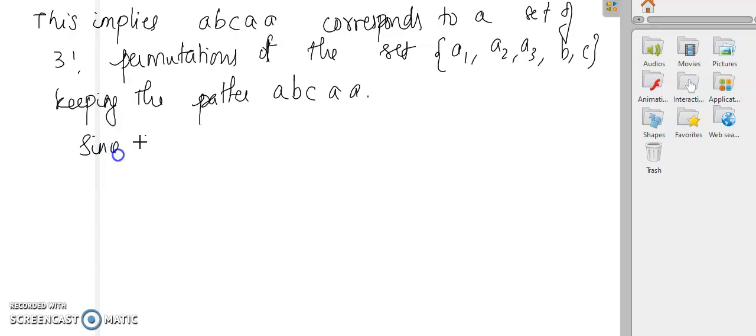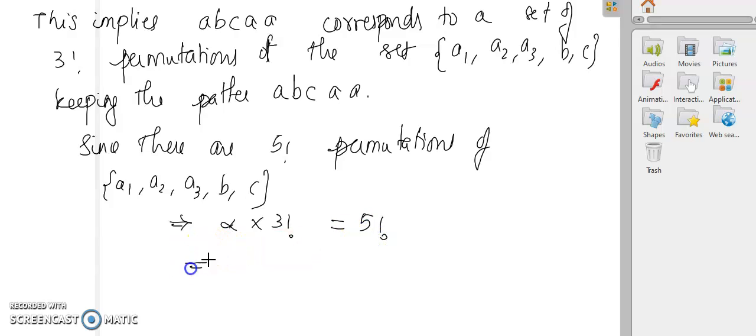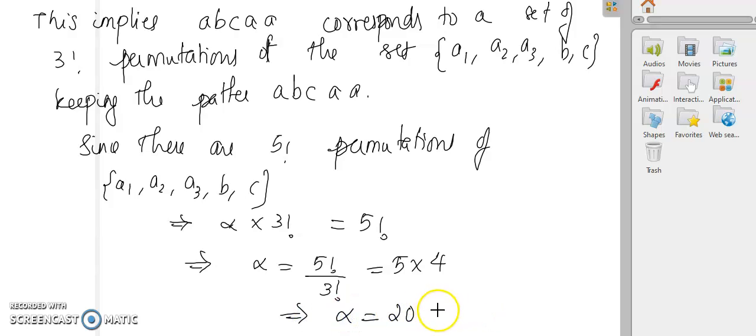And since there are 5 factorial permutations of A1, A2, A3, B, C, that implies alpha into 3 factorial will be equal to 5 factorial. So alpha will be 5 factorial by 3 factorial. So that is 5 into 4. So you will get alpha equal to 20. So the required number of permutations will be 20.